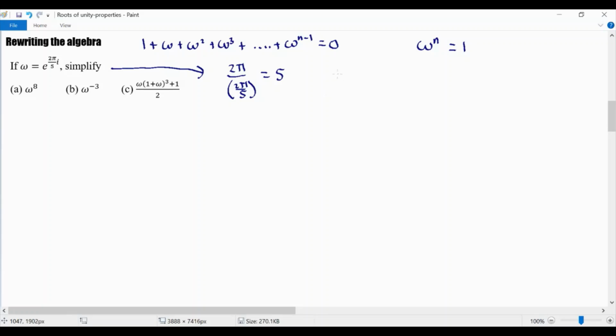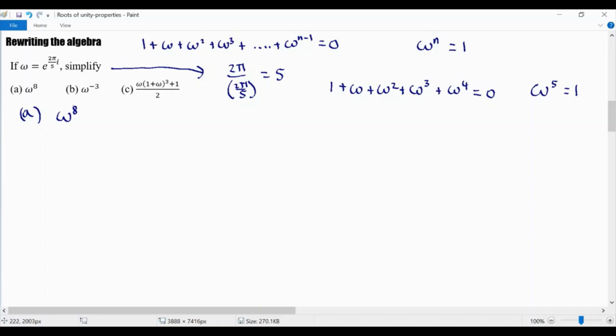So therefore, that means for this specific question, we're looking at the following two properties. We can use 1 plus omega plus omega squared plus omega cubed, plus omega to the 4 equals 0, because I stopped just before 5, 1 before 5, and then I also know that omega to the power of 5 equals 1. So how is that going to be useful? It varies question to question. In question A, we have omega to the power of 8. Now, 8 is quite a high power.